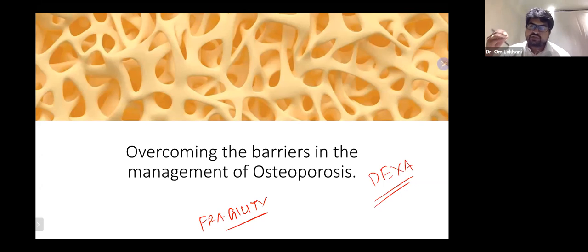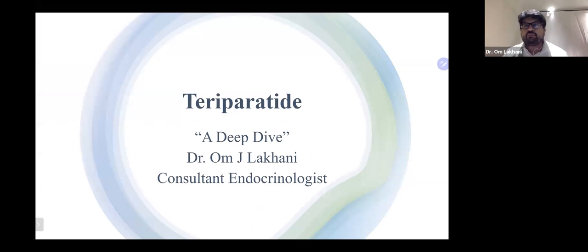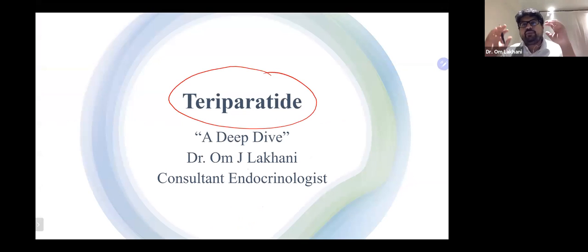Right, so this is the sort of starting, right? And we'll now come to the main point today, the main idea today, that is basically teriparatide. Now, teriparatide is a revolutionary molecule in the management of osteoporosis.